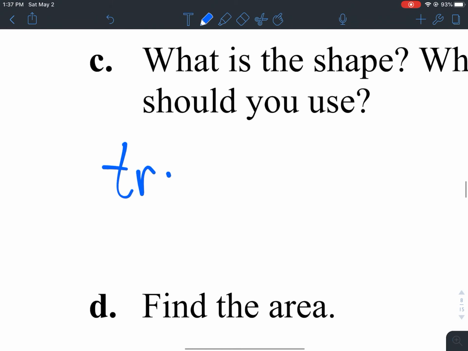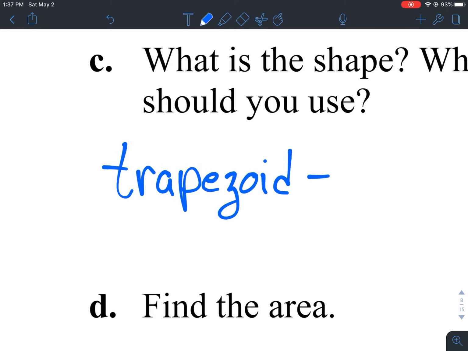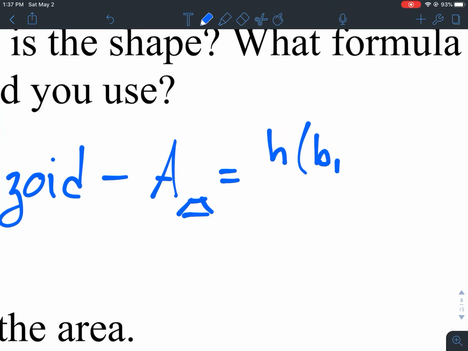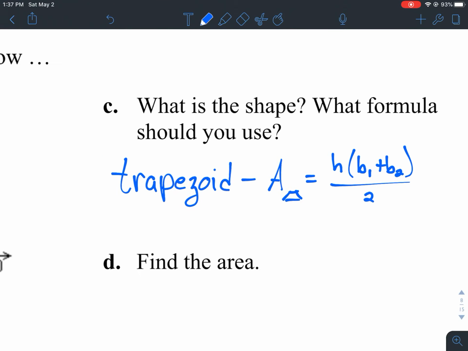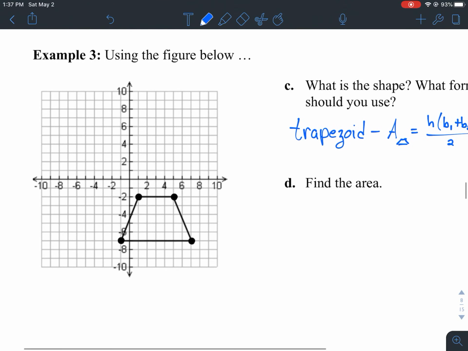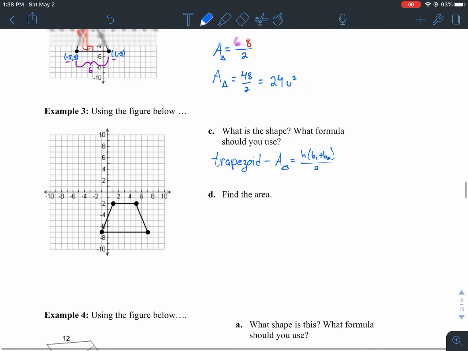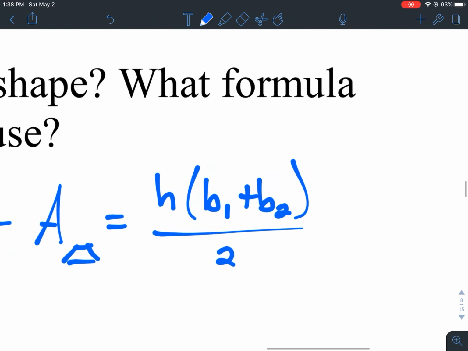Alright, so if you guys recall from this Boggs video, the area formula for a trapezoid is going to be the height times base 1 plus base 2, all divided by 2. Alright, so if you take a look at this first diagram, let's identify all the pieces that we need here.